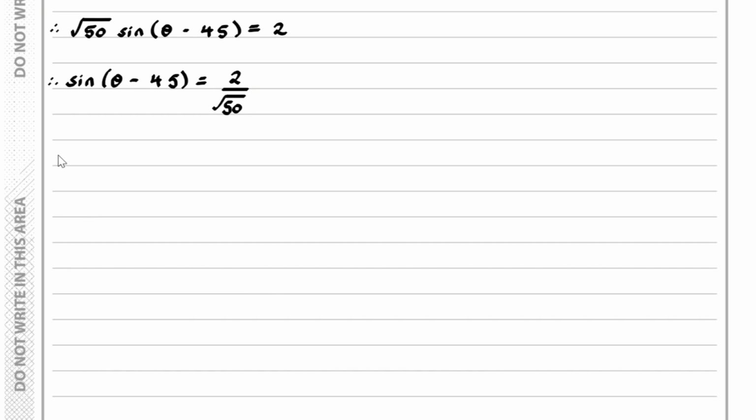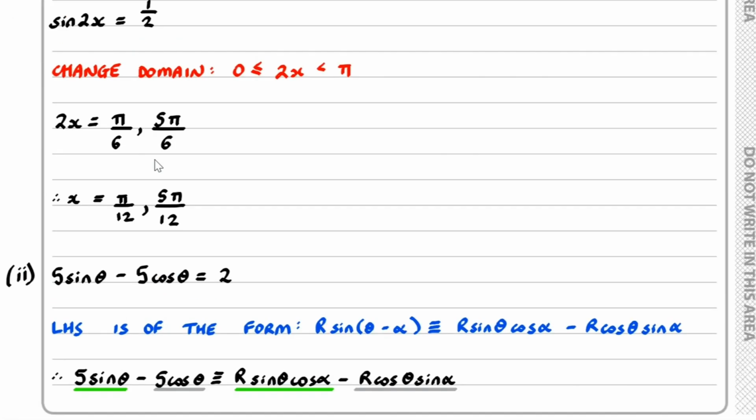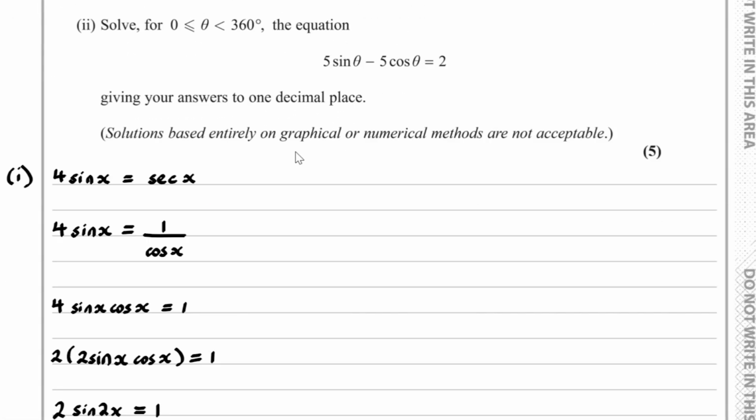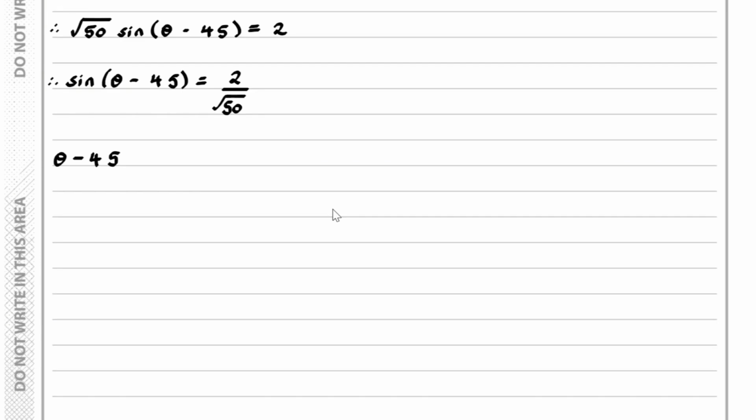So, theta minus 45, I'm solving this in between 0 and 360. So let's write out our new domain. The new domain, I've got negative 45, which is less than or equal to theta subtract 45, which is less than 360 take away 45, which is 315. So I need to find out the values of theta minus 45 in this domain.